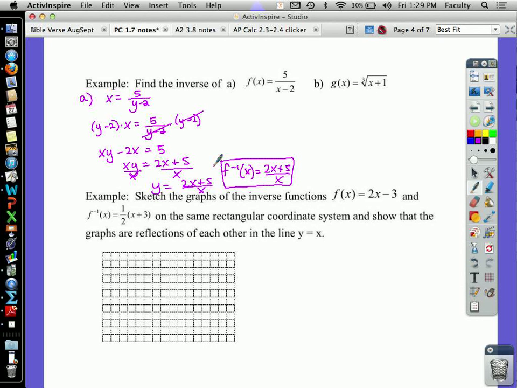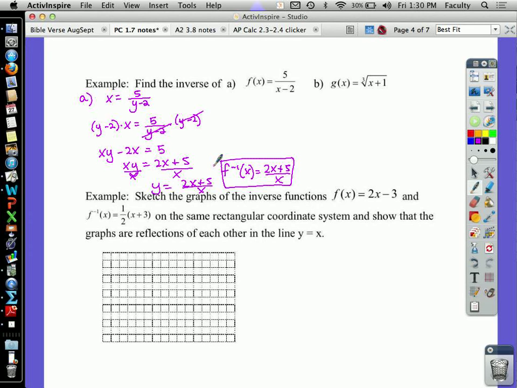All right, letter A, I'm getting f inverse of x is 2x plus 5 over x. Why am I not allowed to cancel the x's? There's an x in the top and an x in the bottom. Why can't I cancel them? Sophia? It's a term. Good job. In the numerator, those are terms. You can only cancel common factors, not terms. So remember that from Algebra 2.